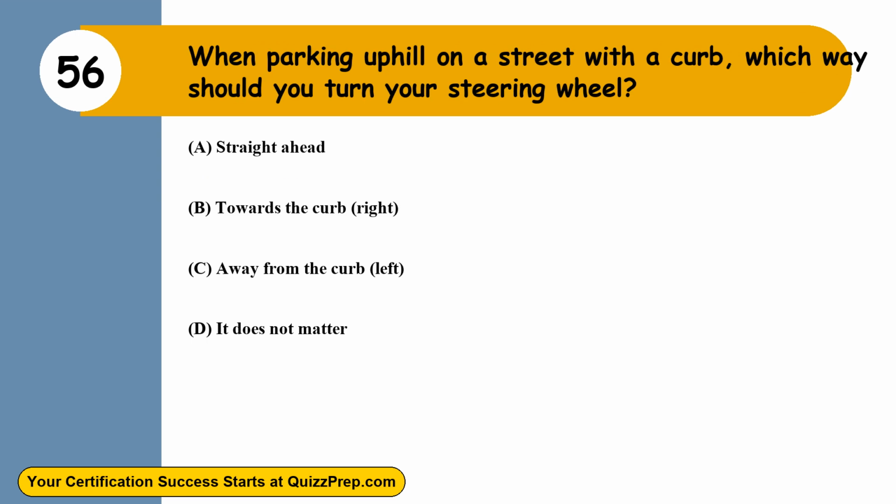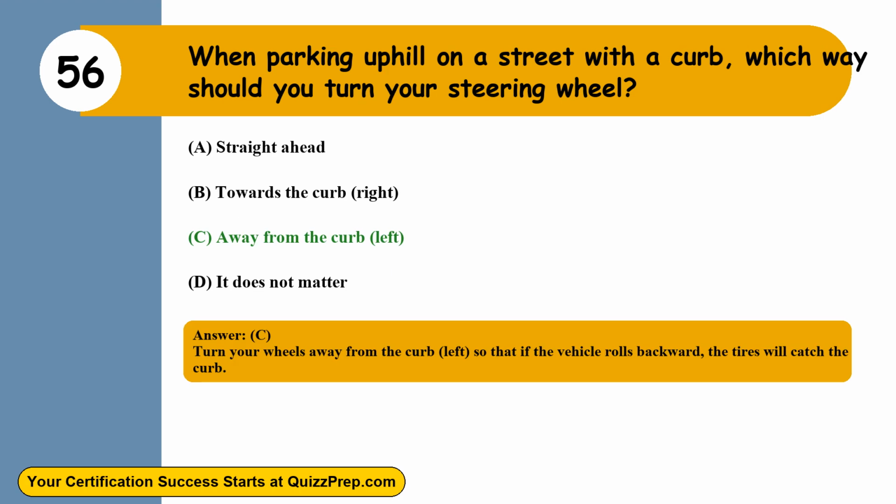Question 56. When parking uphill on a street with a curb, which way should you turn your steering wheel? Option A, straight ahead. Option B, towards the curb, right. Option C, away from the curb, left. Option D, it does not matter. The correct answer is option C, away from the curb, left. Turn your wheels away from the curb, left, so that if the vehicle rolls backward, the tires will catch the curb.